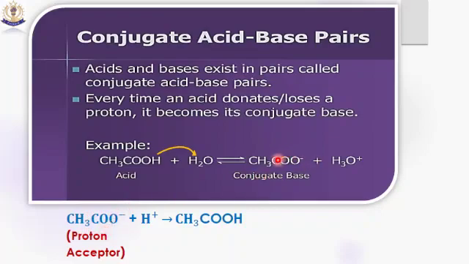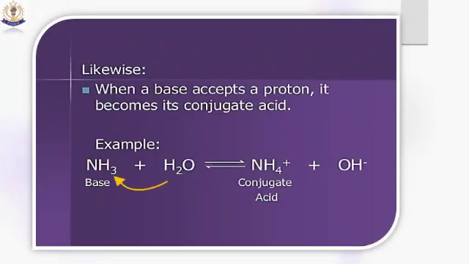So acetate ion, that is CH3COO-, is a conjugate base of this corresponding acid. So acid and base are existing in pairs. These pairs are called conjugate acid-base pairs.